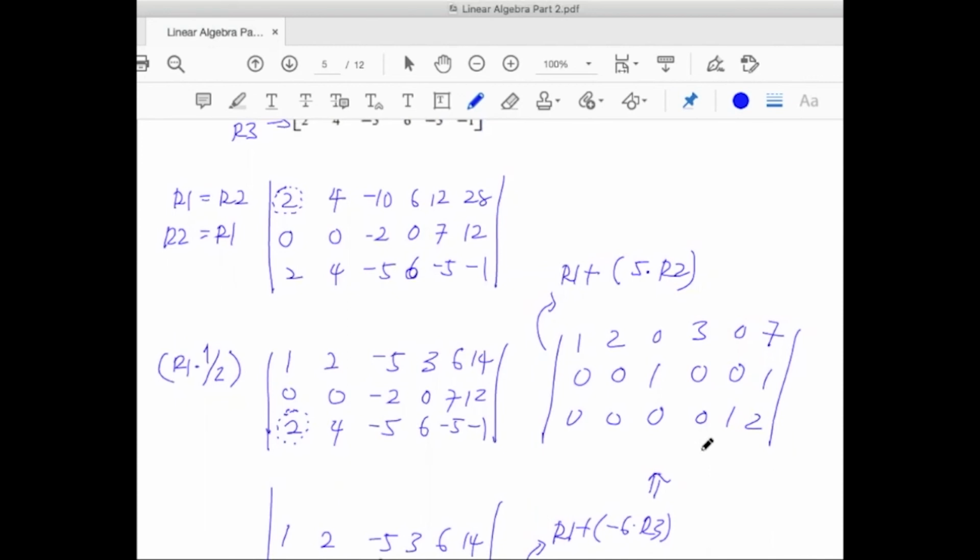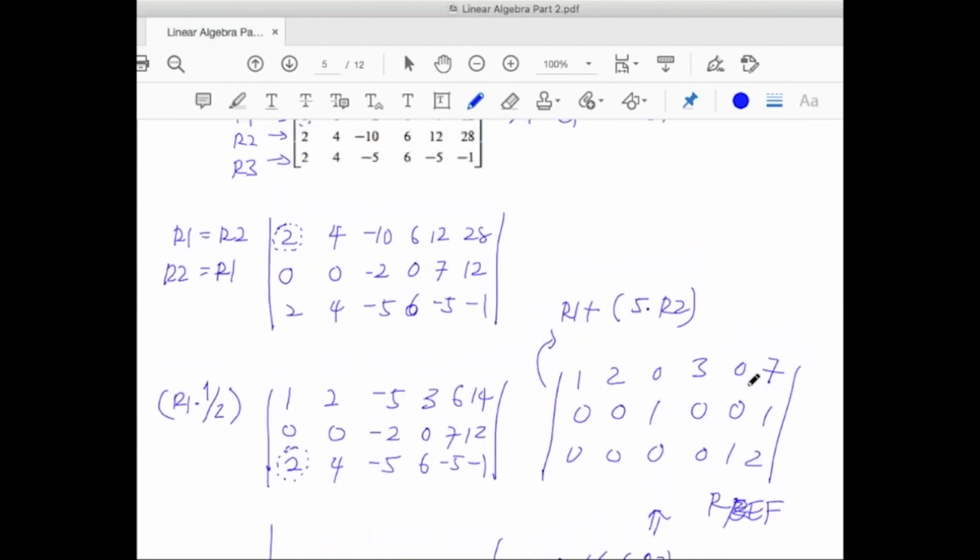This should be in the form of RREF, so you can check this. Once we have this REF form, let's say these are our columns x1, x2, x3, x4, x5, and this is the answers.